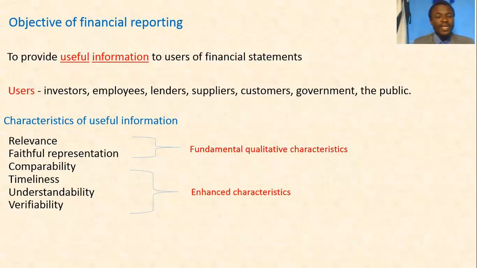Good. So the first two, which are relevance and faithful representation, are the fundamental qualitative characteristics, meaning the financial statement must have these two, and then the rest come to further improve the quality of the financial statement. So I have an acronym that you can use to remember: the F stands for faithful representation, R stands for relevance, the C stands for comparability, U for understandability, then V for verifiability, and then T for timeliness.